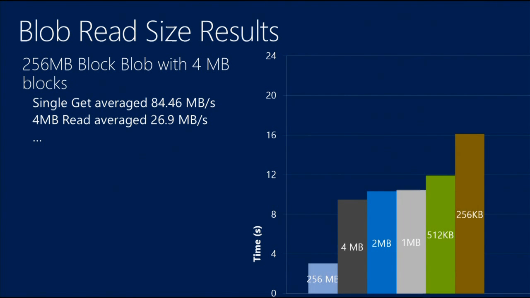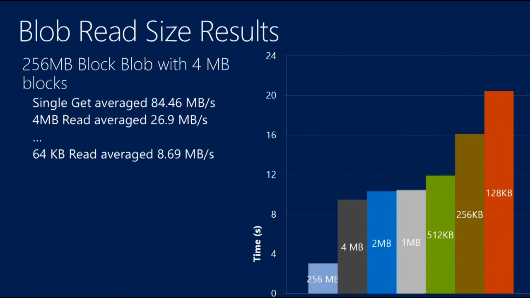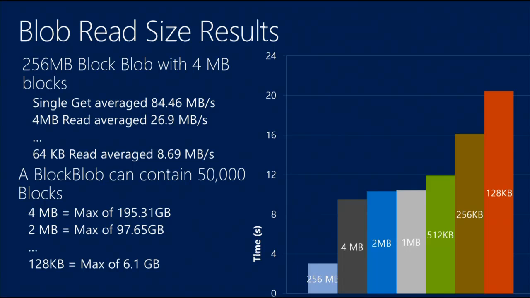Then I started reading in 4 megabyte ranges, then 2 megabytes, 1, 512, 256, 128, all the way down to 64K. When I started doing 64 kilobyte ranges, I was down to 8.69 megabytes a second, so almost 10 times slower. The reason why is I have to do multiple round trips, authenticate multiple times, potentially reestablish the connection depending on what sort of network I'm on. So in general, the larger read size, if you're going for throughput, the better.